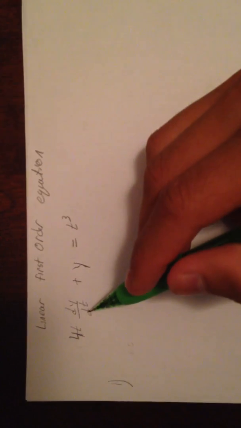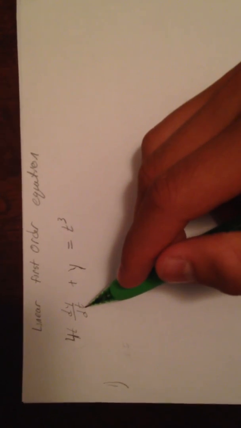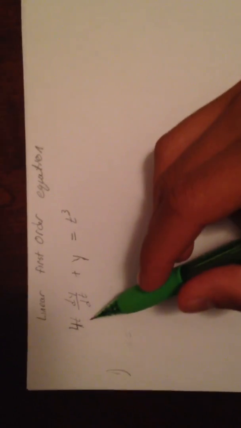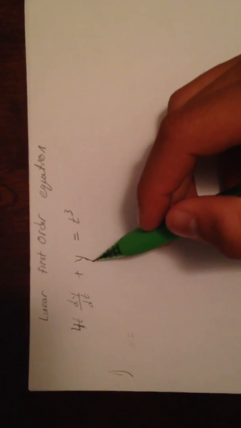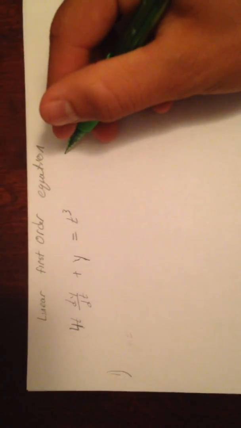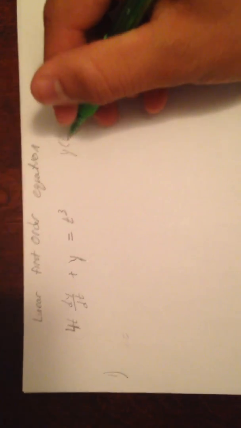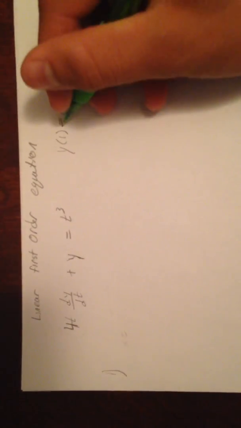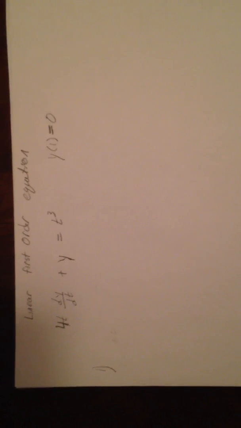So the problem I will be doing is a first order linear equation. Now the problem is number 7 from WebWork number 3, and this is the equation, and I'm going to do it with an initial condition of y(1) equals 0. Just a little extra, just to show how you would do it with an initial condition.